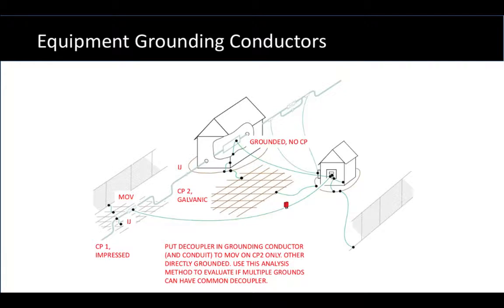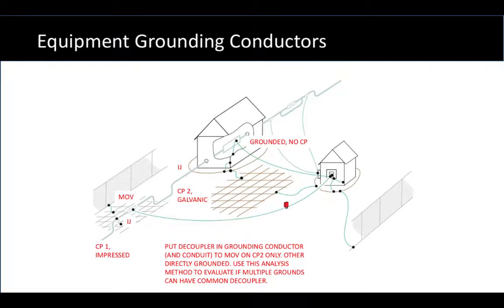You would use the same kind of analysis to consider if multiple pieces of equipment can use a common decoupler or not. The way to think about it is, do these grounding conductors or these pieces of equipment come from, or are they located on, a common cathodic protection system, or are they separate cathodic protection systems? If they are separate CP systems, you would use separate decouplers so that each system is properly decoupled and one system is not inadvertently bonded to another.